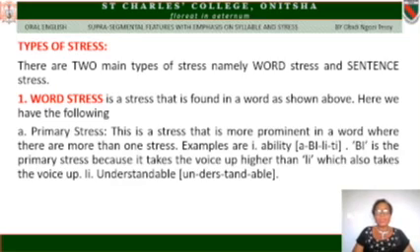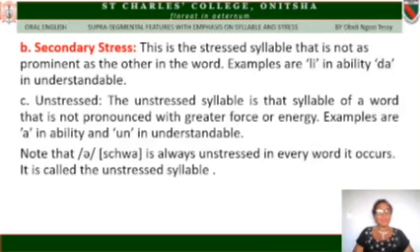Understandable. Understandable. 2 syllables are stressed, but one is more prominent. So the prominent one is written in capital letters. B, we have secondary stress. This is the stress syllable that is not as prominent as the other in the word. Examples are Li in ability, D in understandable.